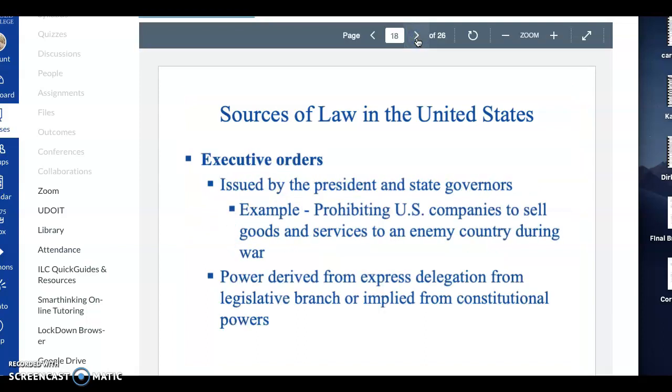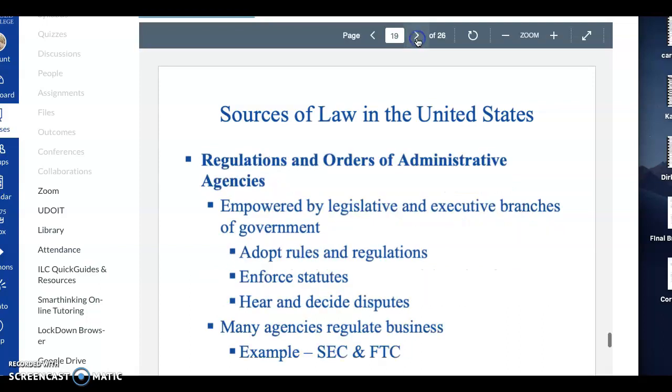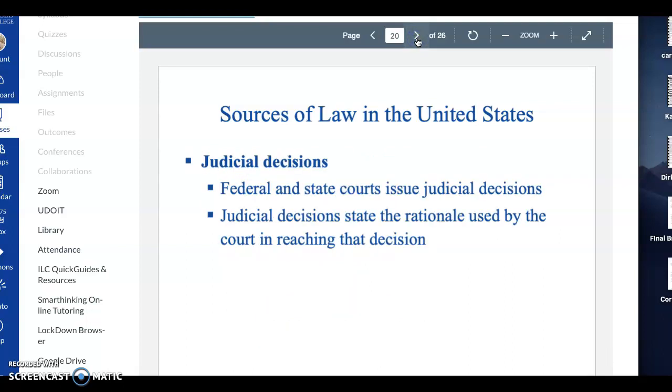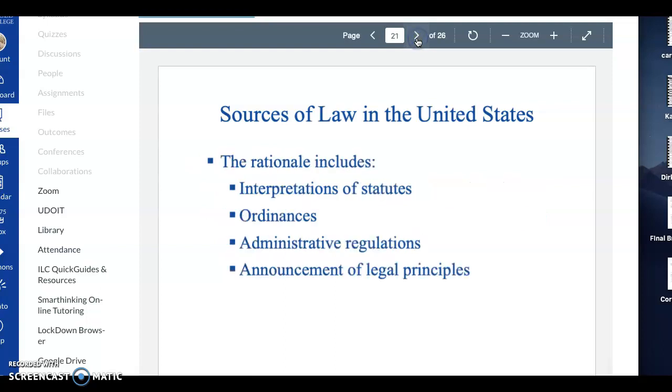Executive orders are issued by the president, and this is delegated specifically to him within the Constitution. Then we go through regulatory powers. There's different agencies, like the SEC or FTC, that create regulations that may be environmental codes, things like that. And lastly, we have judicial decisions. These are our court rulings, and they're put into law by precedent. We have to follow those.